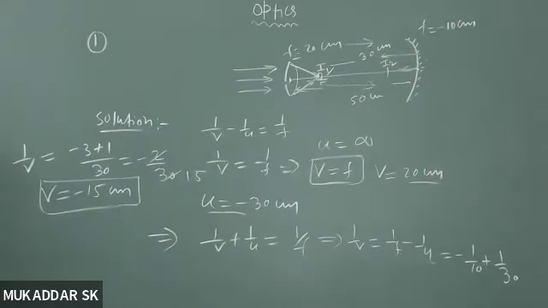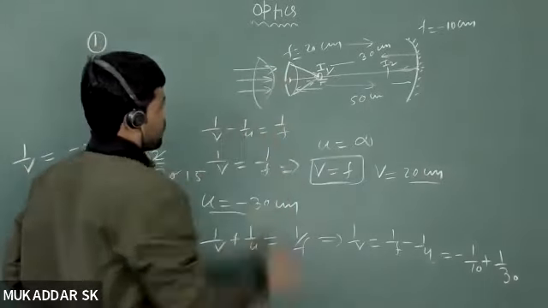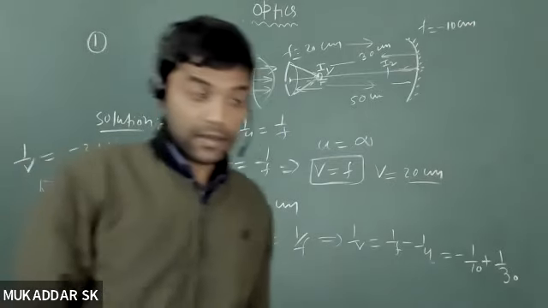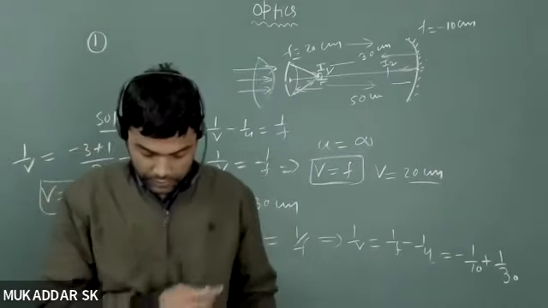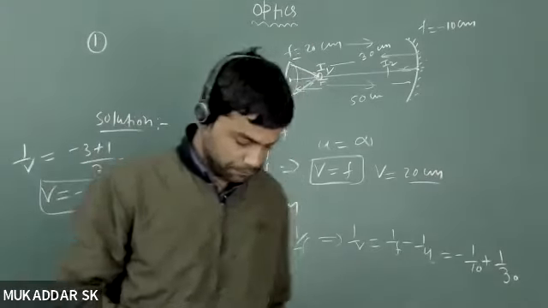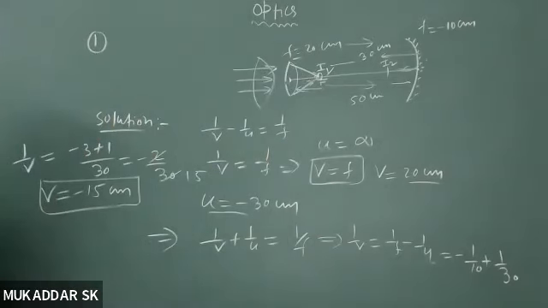Is this clear? Was u equal to infinity given in the question? Not given. Whenever you have a parallel ray, u is always infinity, right? For a parallel ray, where do you have to keep the source? That should be at a distance of infinity. Okay? Okay, sir. Okay, shall I erase? Yes, sir.